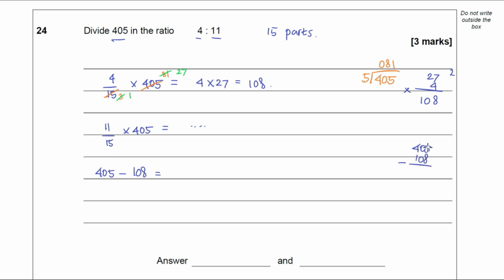5 take away 8, it's not possible, so we take from here, but it's nothing. We take from here, it becomes 3. We get a 1 here, becomes 10, but then we need to take the 10, so it becomes 9. Okay, we have 1 here. 15 take away 8, it's 7, and then we have 9, take away 0, it's nothing, so 9. 3 take away 1, it is 2. It must be 297. So the first part will be 108, the second part is 297.